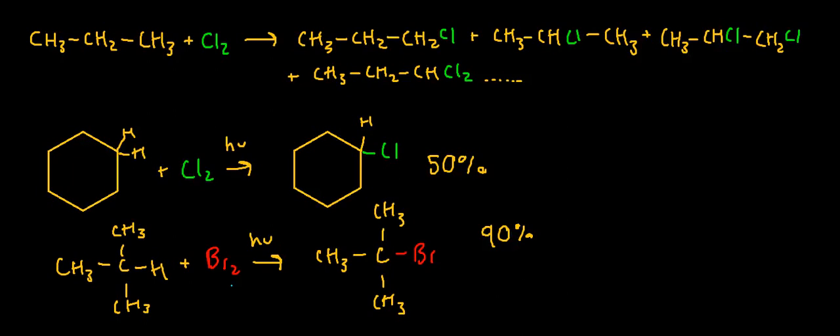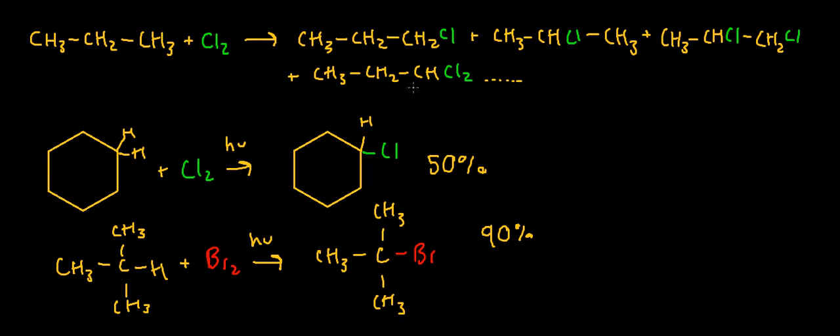And even more interestingly, there are going to be other reactions that are very, very highly selective, even though they are free radical reactions. So the first one is a typical example of how one of these reactions would take place. Chlorine reacting with propane. And the products are a whole variety. 1-chloropropane, 2-chloropropane, 1,2-dichloropropane, 1,1-dichloropropane, and the list continues to go on.